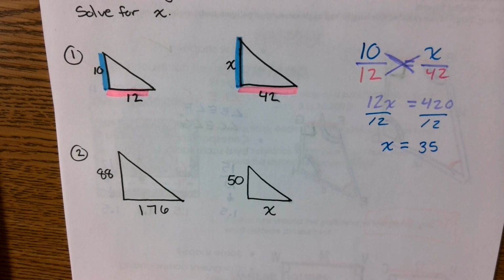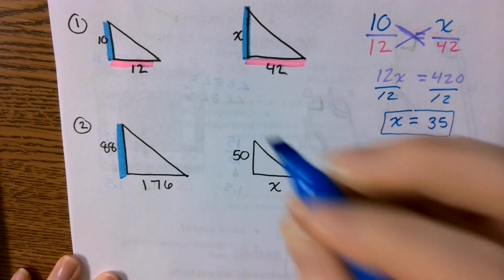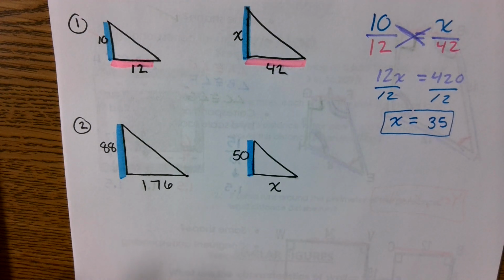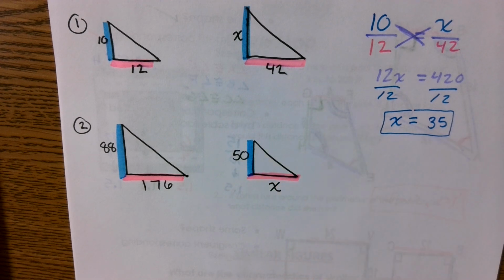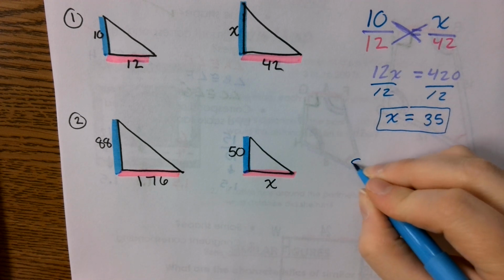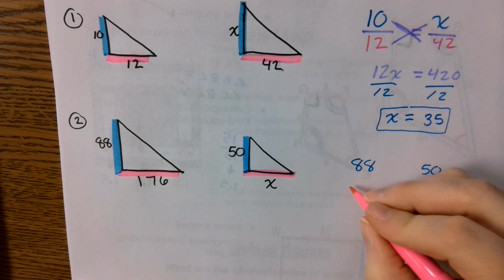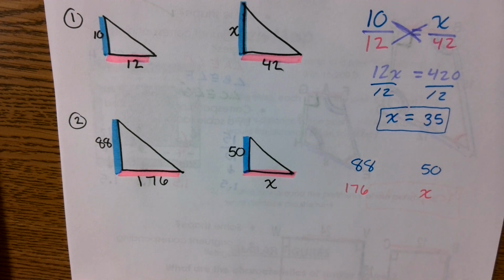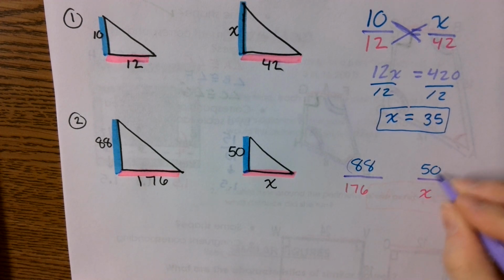If we do the same thing for problem number 2, we have 88 is going to correspond with 50, and 176 is going to correspond with x. So we want to create our relationship here. 88 and 50 are going to align, and 176 and x are going to align. So we've created a ratio for the triangle we know and a ratio for the triangle we're trying to figure out.